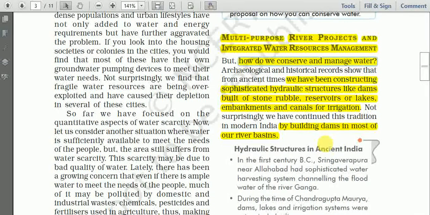We have a signpost question here. How do we conserve and manage water?